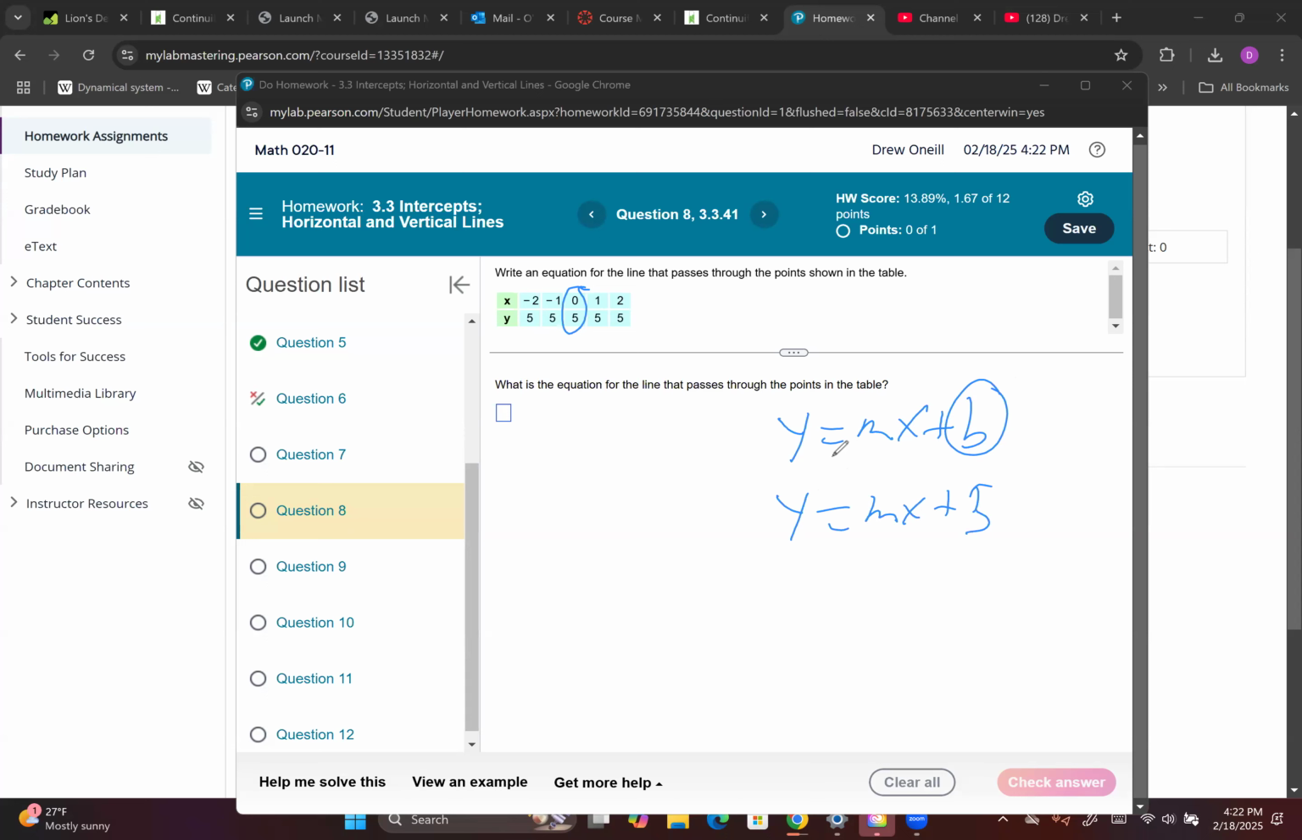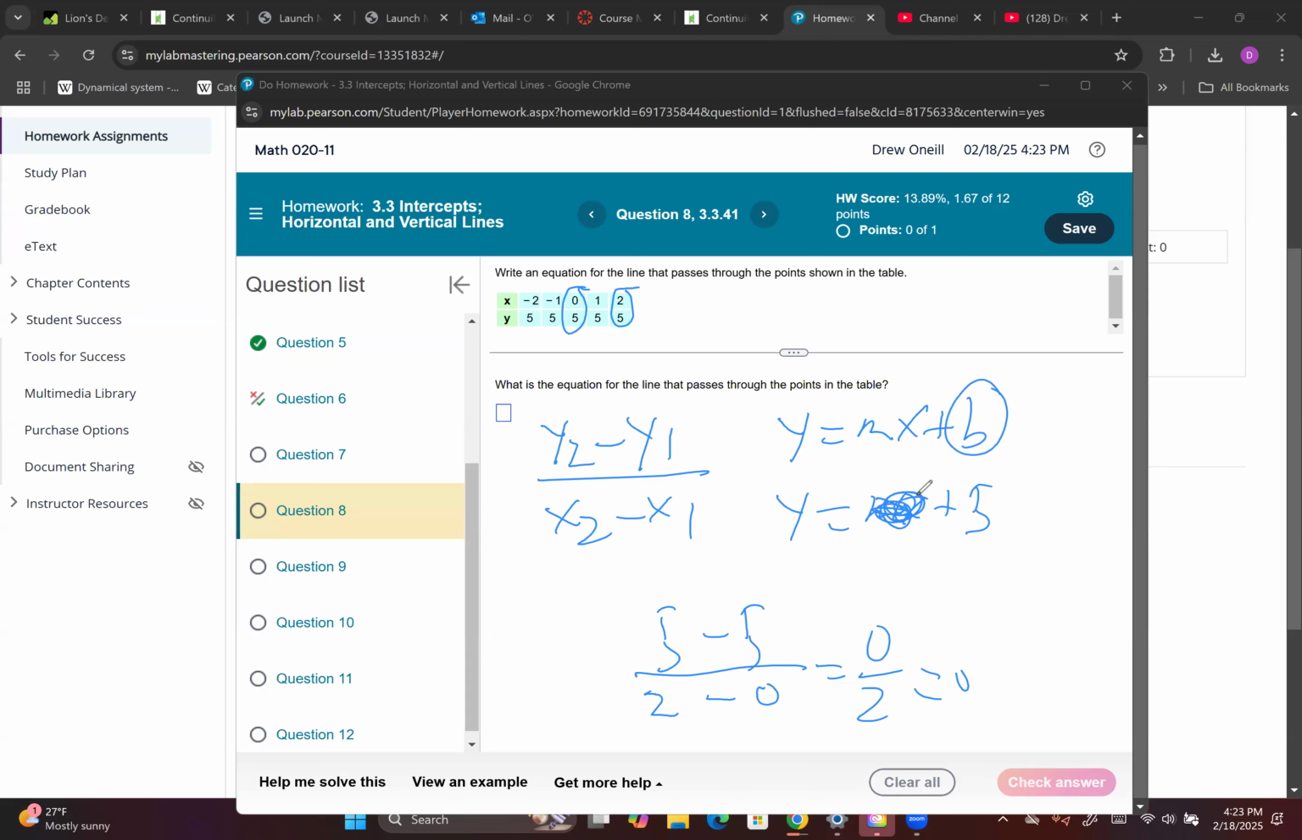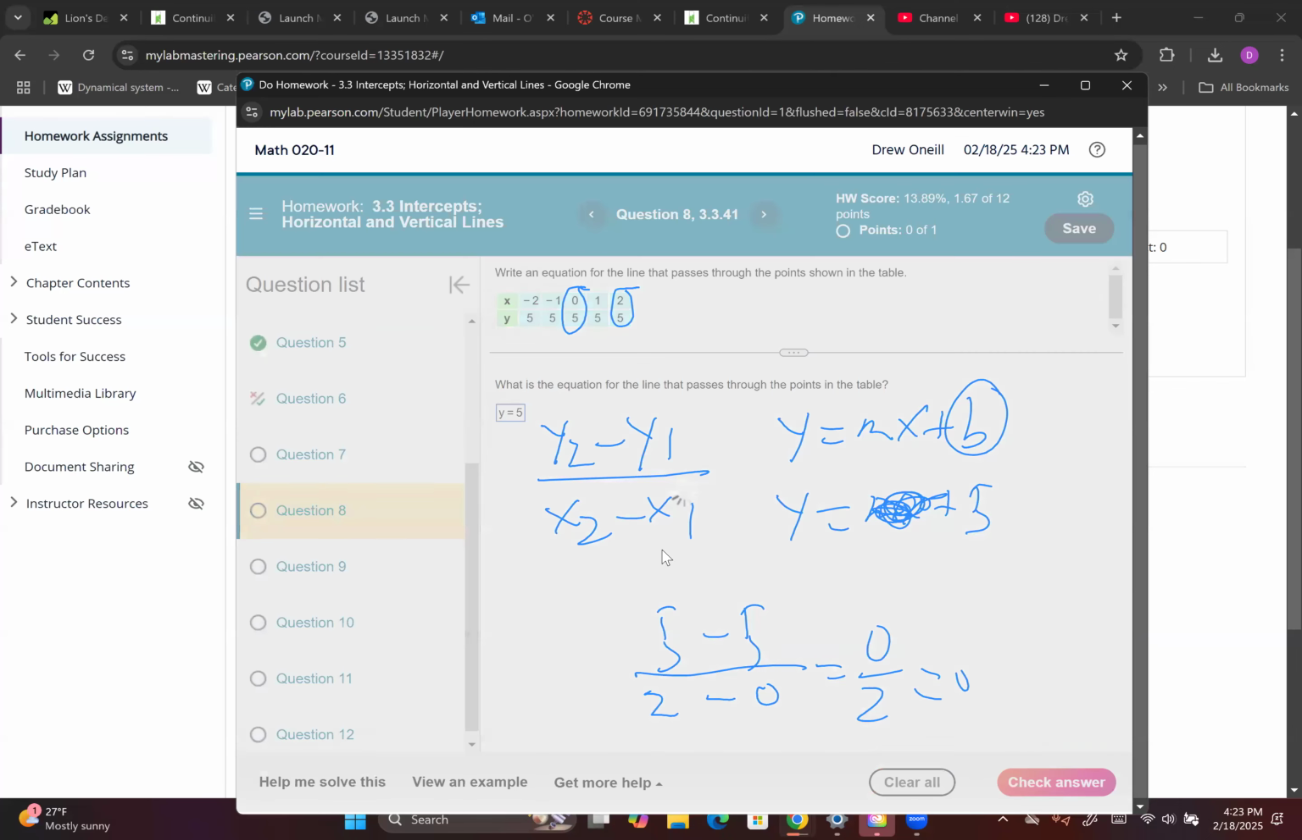But to get m, I could use 2 of the points. Slope is y2 minus y1 over x2 minus x1. So if I take any 2 points, let's take these two. My y2 is 5, my y1 is 5 over x2 minus x1. So it's just 0 over 2, which is 0. So my slope is 0. So I don't have anything for m. So the equation is just y equals 5. Okay, good.